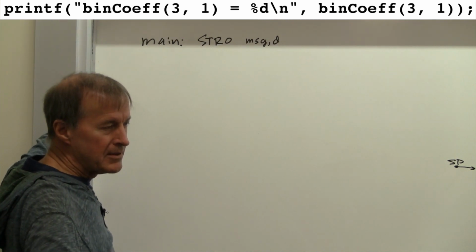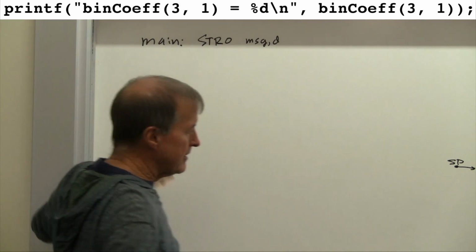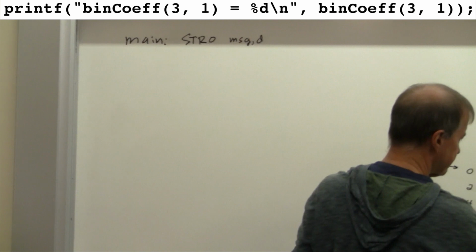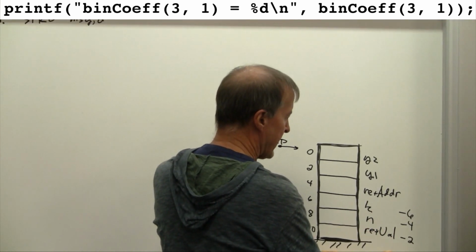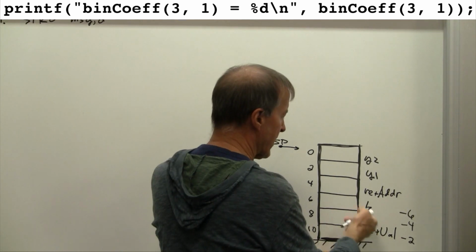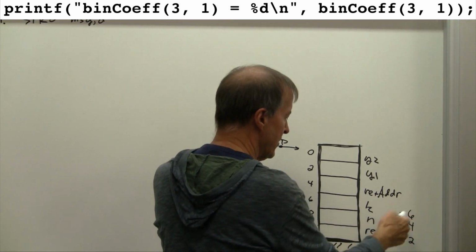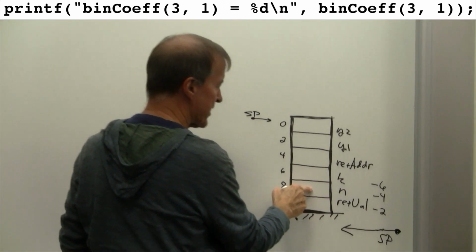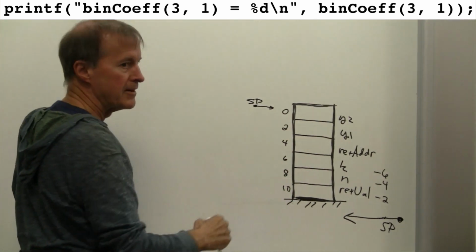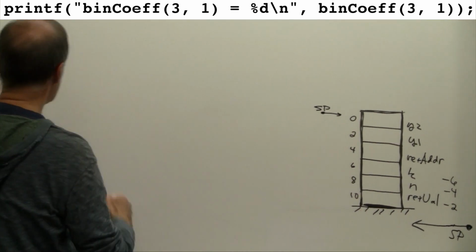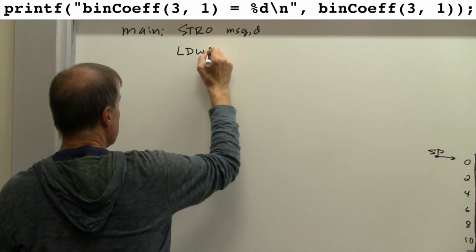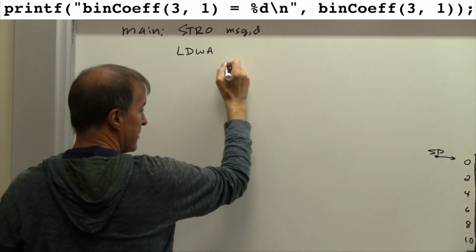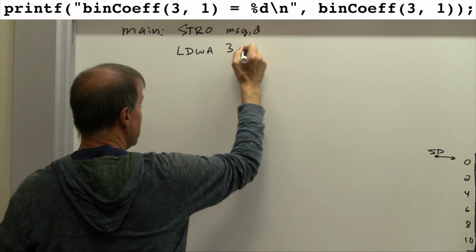Now, here's the thing. What we're going to do is put the actual parameter here and the actual parameter here, and then we're going to sub SP. So how do we put the first actual parameter here? Load it. So load what? Load word accumulator, and for 3, what's the addressing mode?